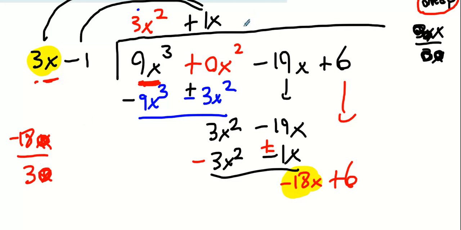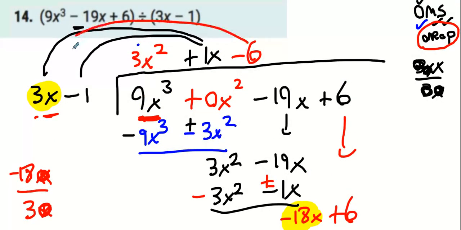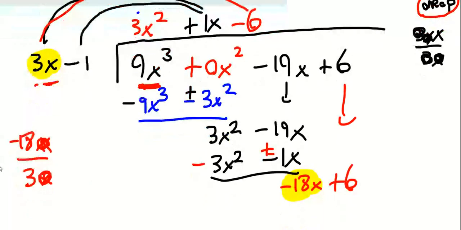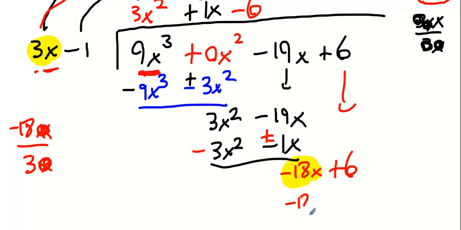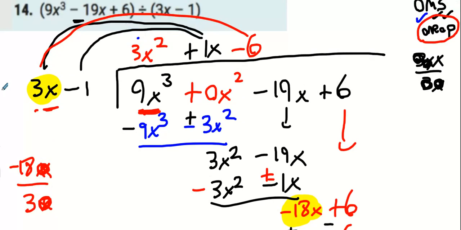Yeah. You're going to multiply now. What's minus 6 times 3x? Yeah. And what's minus 6 times minus 1? Yeah. Change the signs. Plus and minus, and you get 0. And you're done. Who beat me to it? 3x squared plus 1x minus 6.